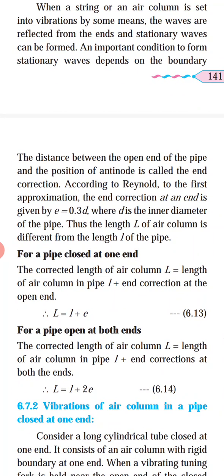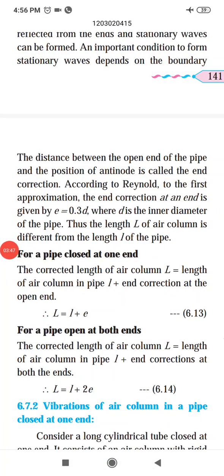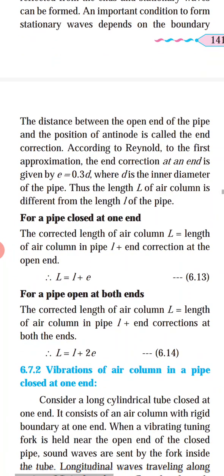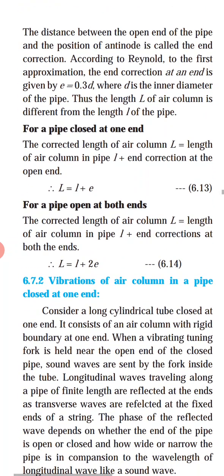Similarly, for a pipe open at both ends, the corrected length of air column L is equal to the length of air column in the pipe l plus end corrections at both ends. So L equal to l plus 2 times E. Why 2 times E? Because the pipe is open at both ends, there are 2 end corrections, so it will be 2 times E.